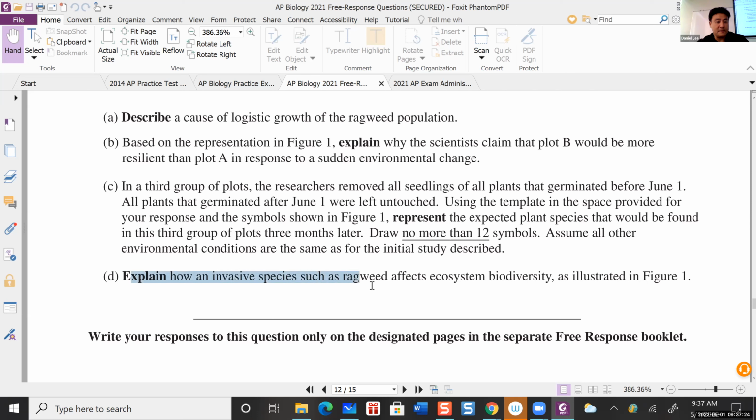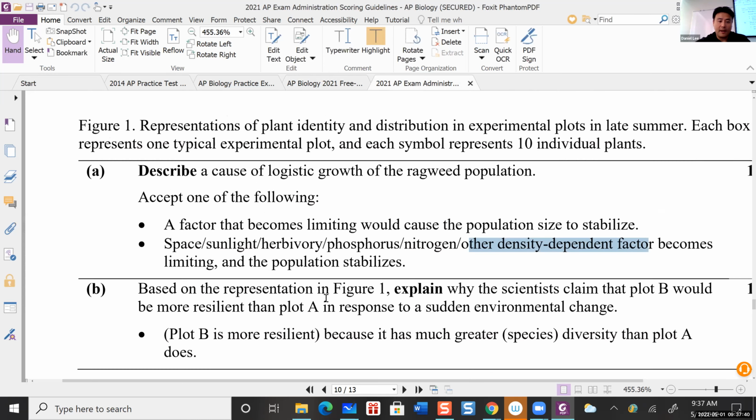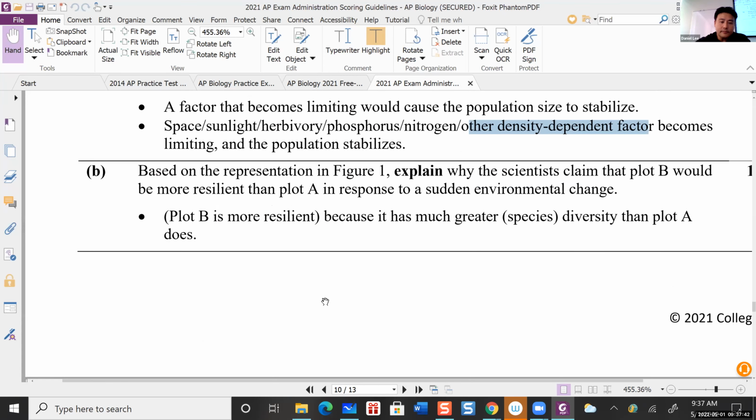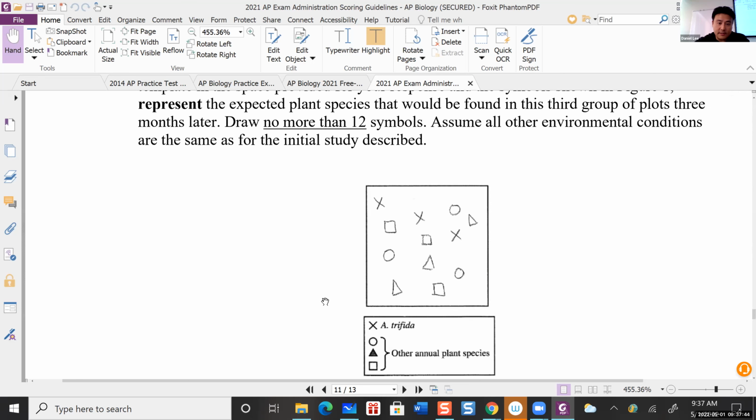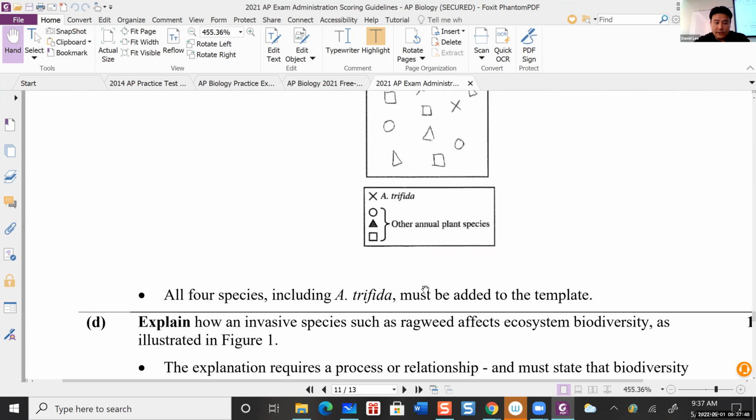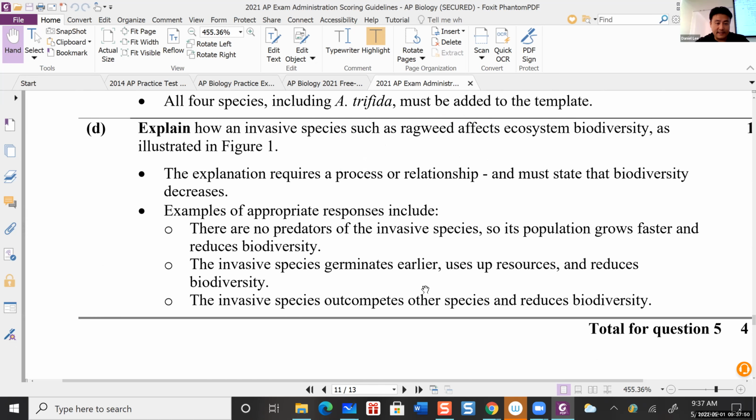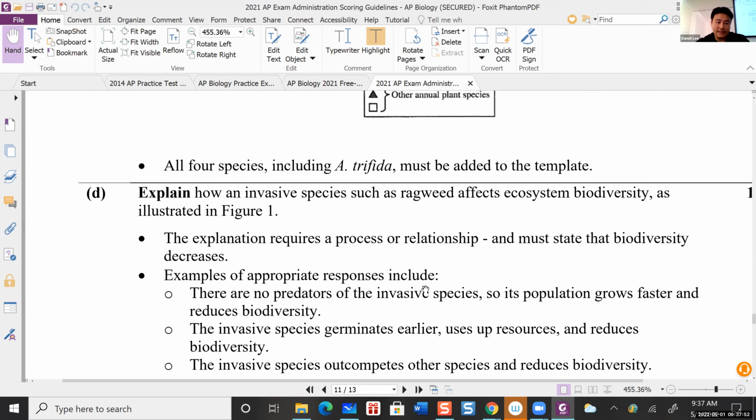How does an invasive species such as ragweed affect the ecosystem's biodiversity, as illustrated? So this is just a general statement. You don't have to talk about ragweed. It just explains in general how invasive species affect it, right? So whenever you talk about invasive species, you can talk about a bunch of stuff. Let's look at that again. So this is basically somebody's drawing. So what is the advantage of invasive species, right? So you can always talk about the same thing.